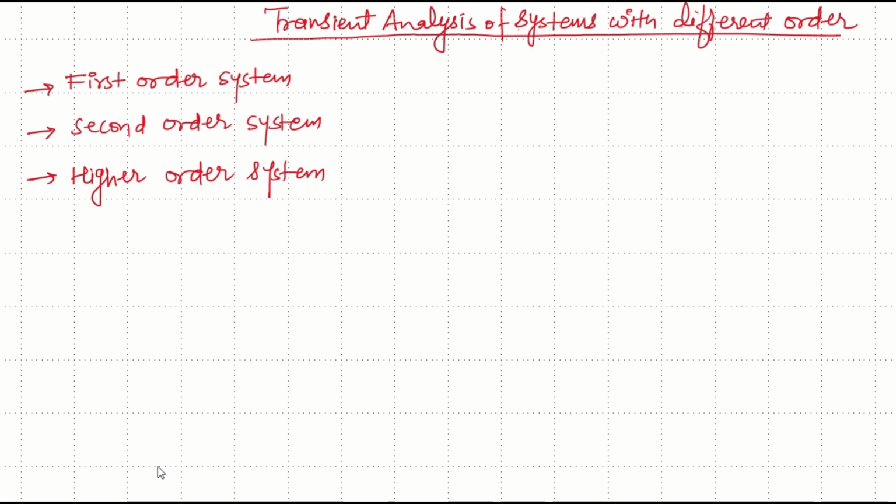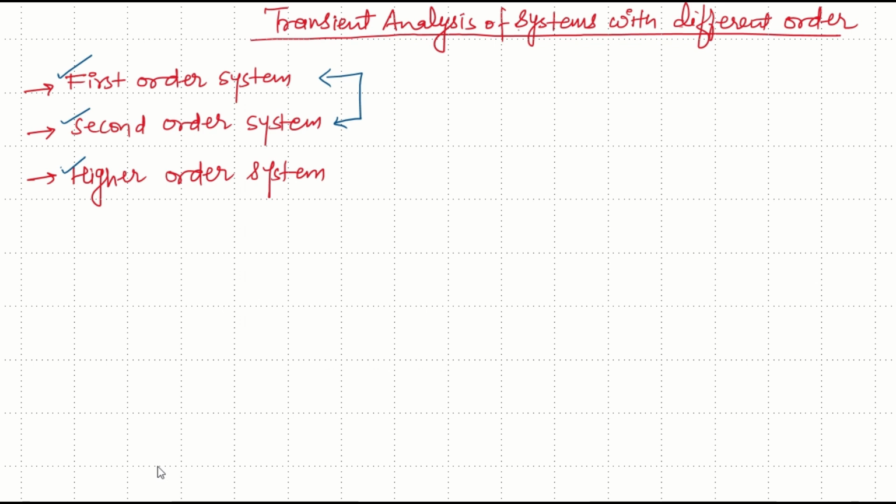Now let us briefly discuss the transient analysis of systems of different order. So we will discuss the transient analysis of the first order system and the second order system. But as we go on increasing the order of a system, the system becomes quite complex, and it is difficult to analyze the transient and steady state response of a system with higher order.